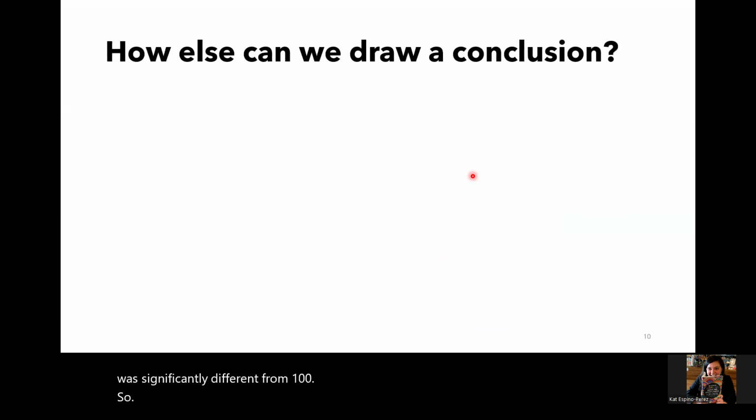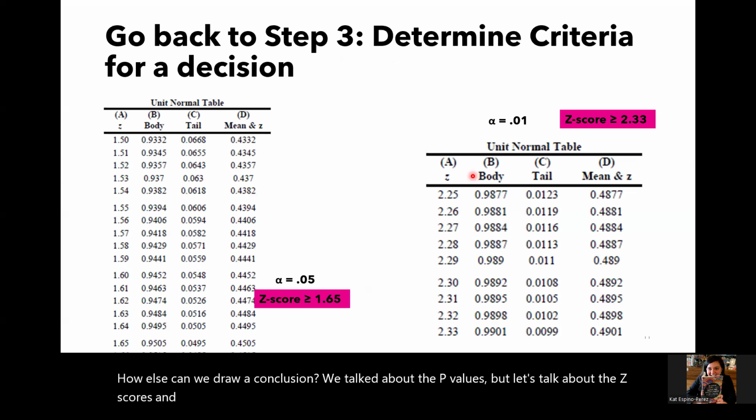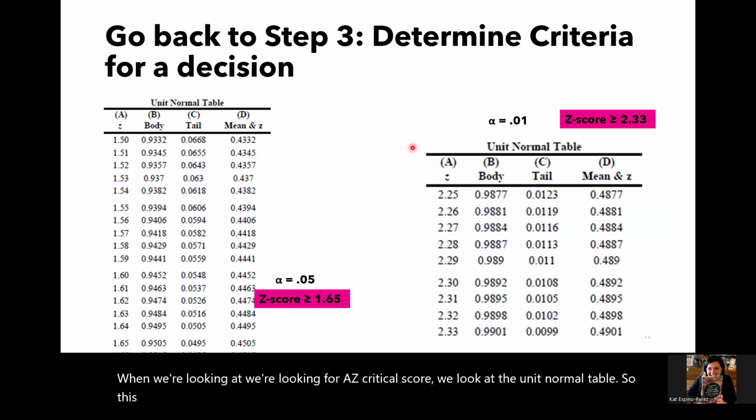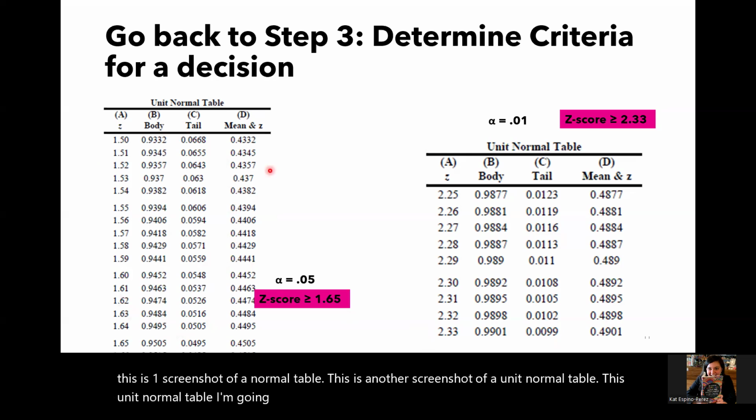So how else can we draw a conclusion? We talked about the p-values, but let's talk about the Z scores and Z critical scores. When we're looking for a Z critical score, we look at the unit normal table. So this is one screenshot of a unit normal table. This is another screenshot of a unit normal table. This unit normal table I'm going to be using to demonstrate to you what our Z critical score is or should be when our alpha level is set at 0.05.